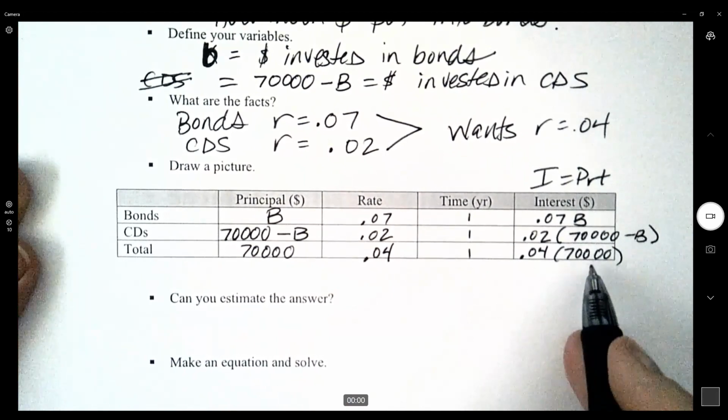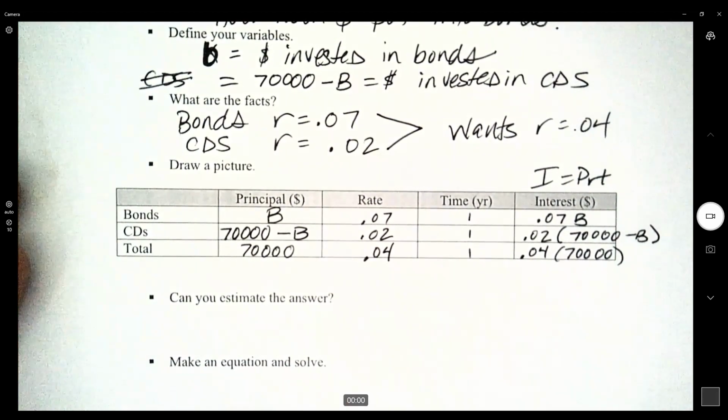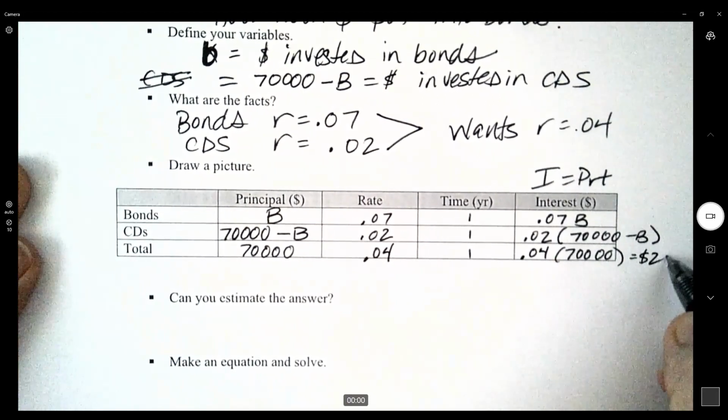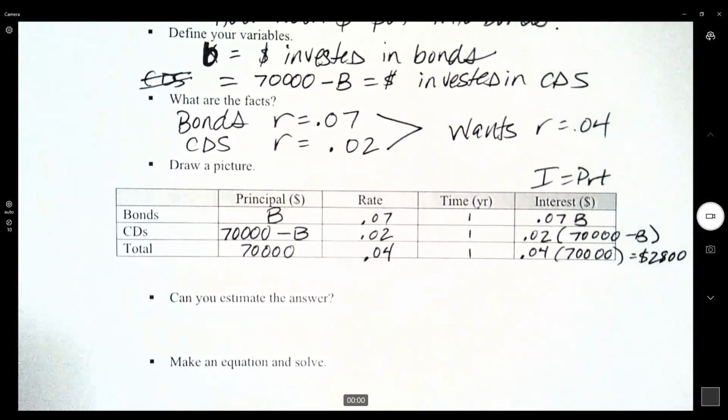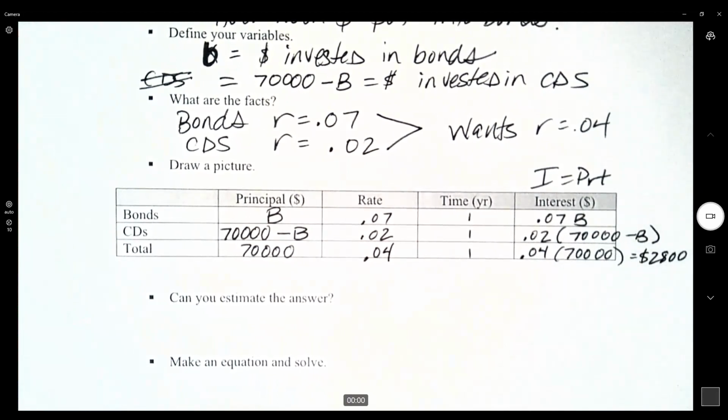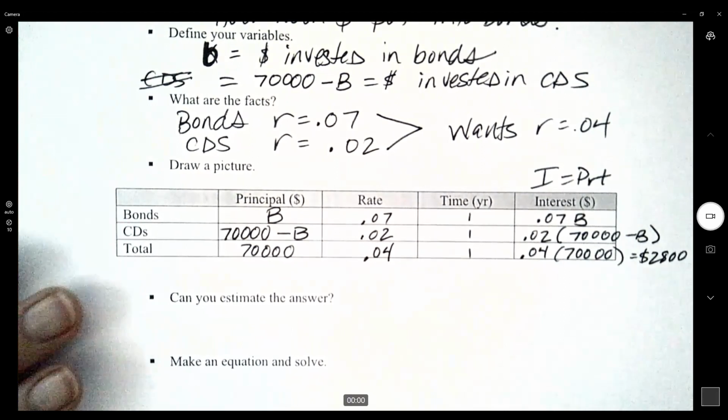Well, 4% of $70,000, I put that in my calculator, and I find 4% of $70,000 means she'll get a rate of return of $2,800. So she's looking for $2,800 as a return out of an investment of both of these here. So these two things should add up to $2,800. So that's what I need to do in order to make the equation and solve down here.